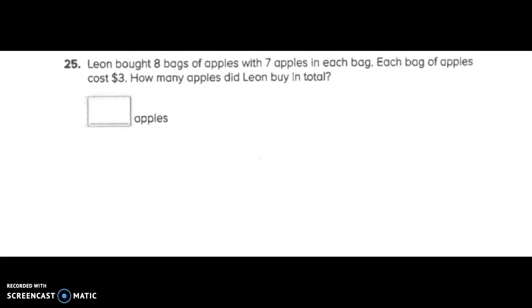Number 25. Leon bought 8 bags of apples with 7 apples in each bag. Each bag of apples cost $3. How many apples did Leon buy in total?